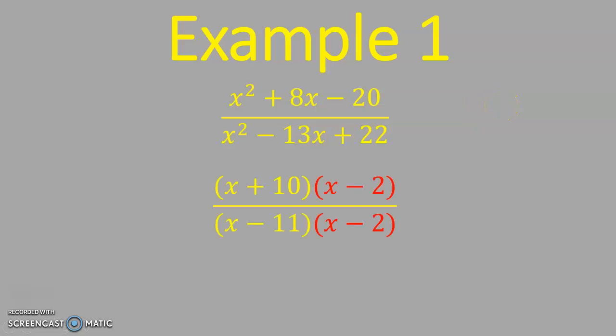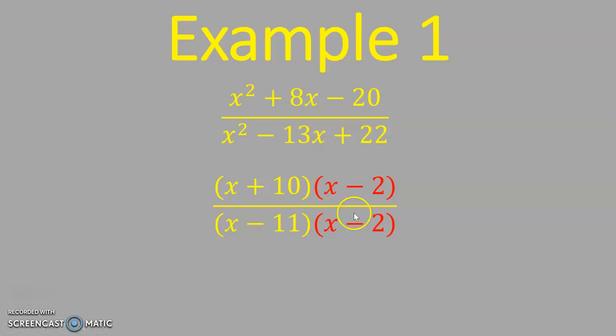Instead, what we want to do is factor. And these are very conventional factorings. The factors of negative 20 that add to 8 are positive 10 and negative 2, and so forth on the bottom. And you'll notice that we have this common factor of x minus 2. Now, the x minus 2 I put in red because we can cancel that.